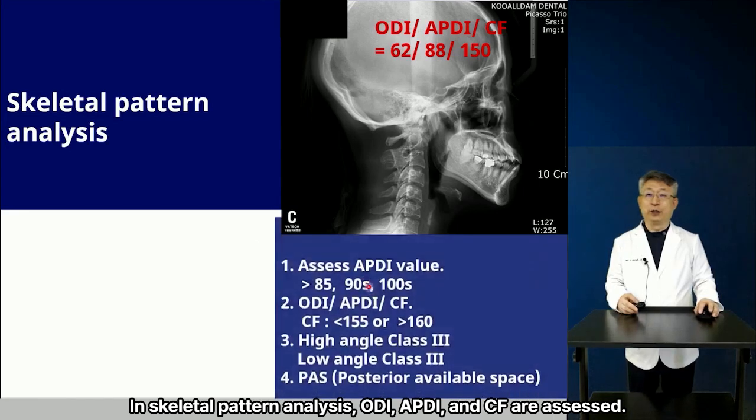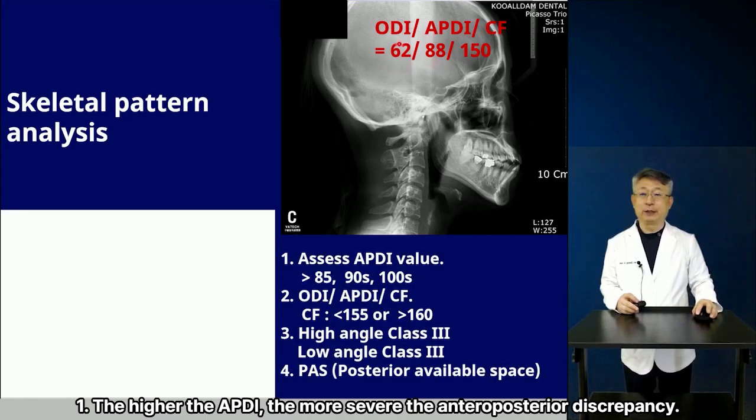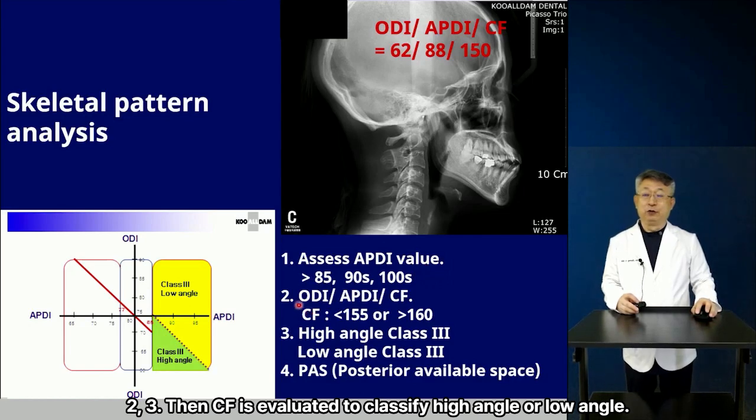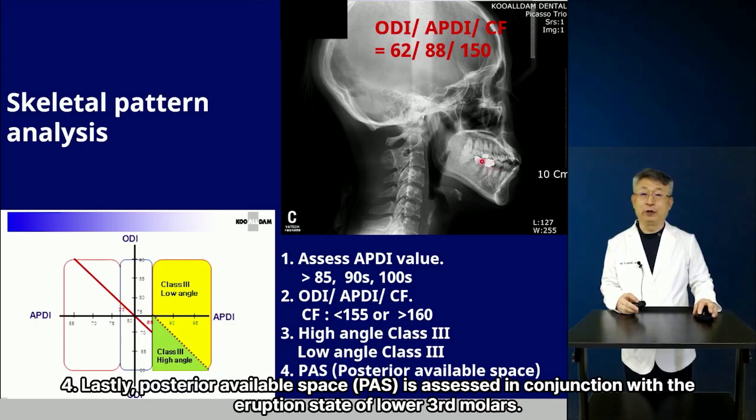In skeletal pattern analysis, ODI, APDI, and CF are assessed. 1. The higher the APDI, the more severe the anteroposterior discrepancy. 2, 3. Then CF is evaluated to classify high angle or low angle. 4. Lastly, posterior available space, PAS, is assessed in conjunction with the eruption state of lower third molars.